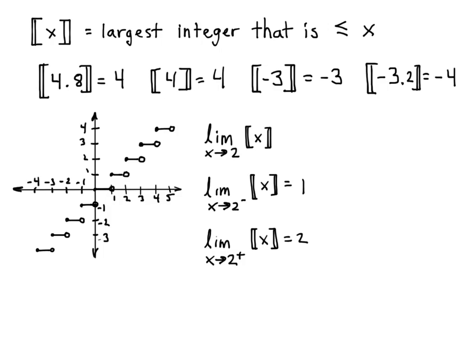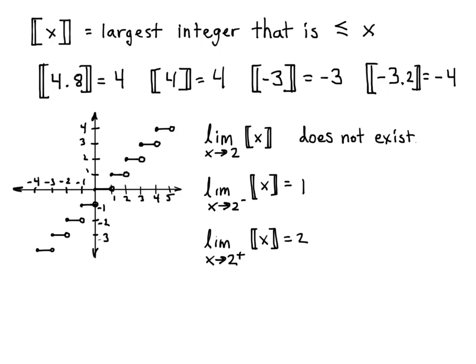Okay, so the limit as x approaches 2 from the negative side, the limit is 1, right? Because as I get closer and closer to 2, but not quite arriving at 2, I'm always going to be at 1. When I come from the positive side, when I'm at 2 and a fraction, going down to 2, I'm going to be at 2. And so here's a case where this limit doesn't exist, because I'm coming to two different values when I'm approaching x equals 2.